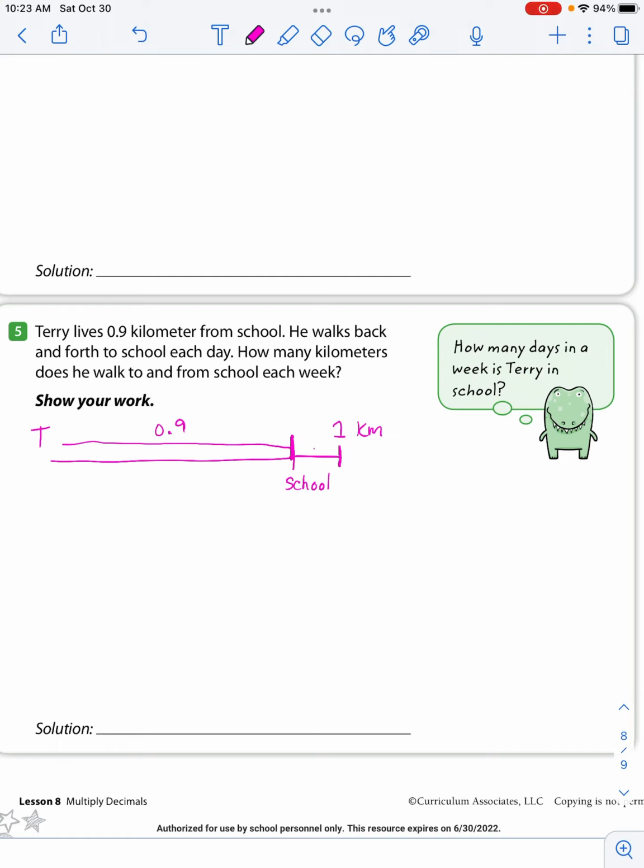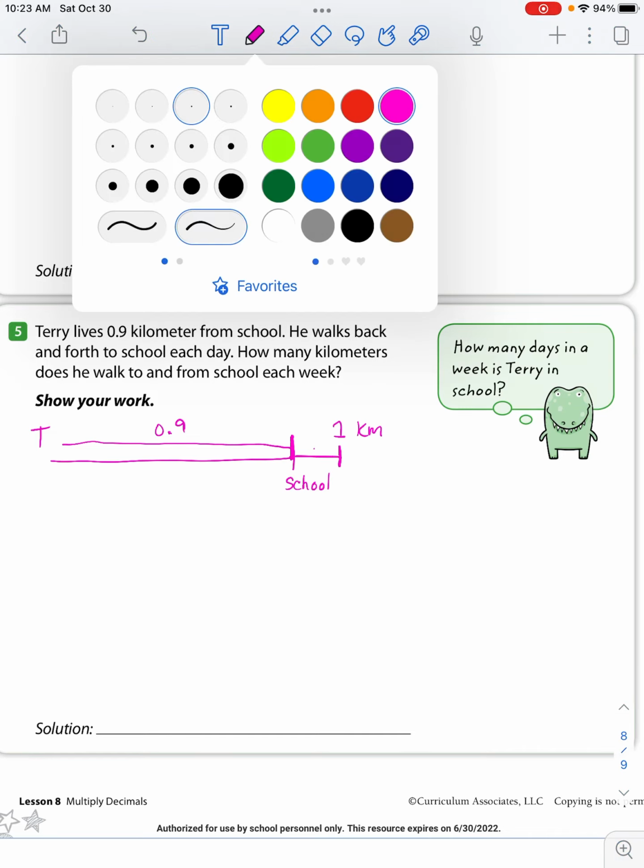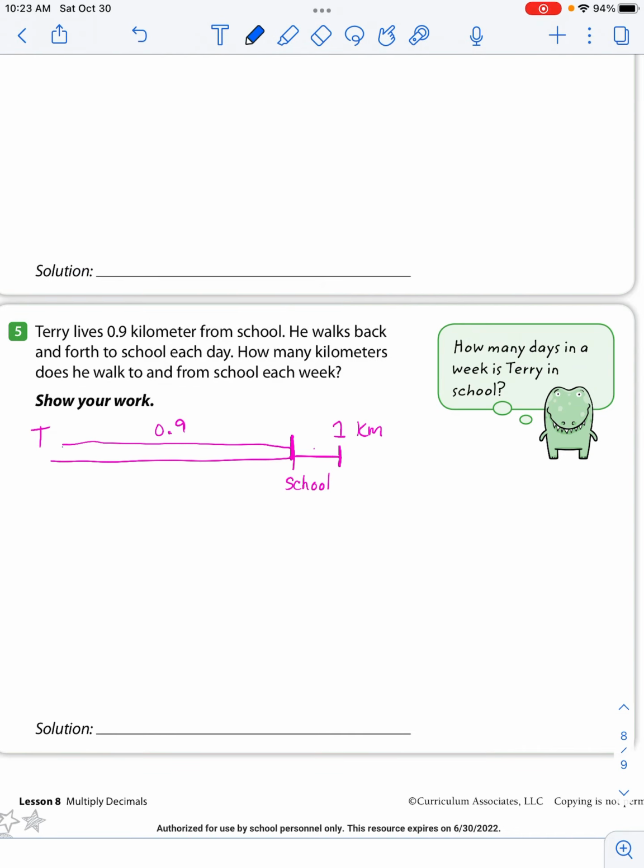Okay. He walks back and forth to school each day. So let me think about that. Each day he goes to school 9/10, back home 9/10. So one day he goes to school and home from school. 9/10, 9/10. There and back. He walks back and forth to school each day. How many kilometers does he walk to and from school each week?